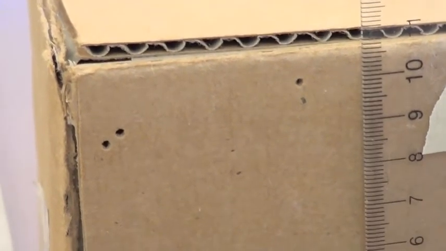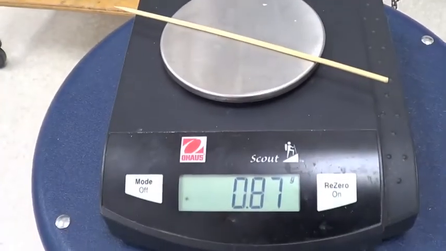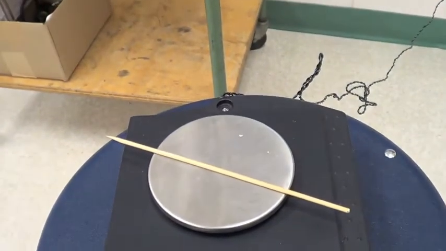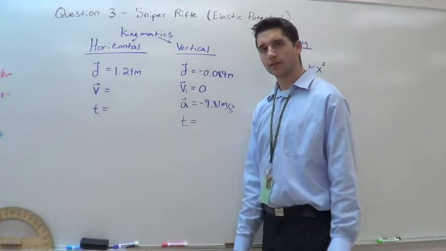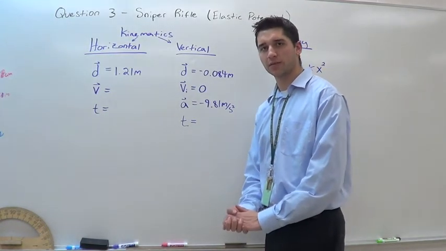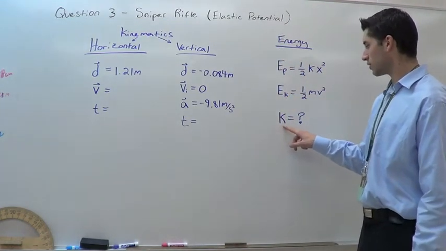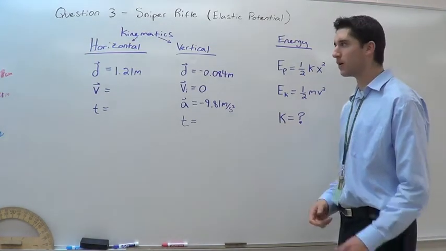And we'll take a precise measurement of the height. And the mass of the projectile reads 0.87 grams. Alright, so now we have to answer some questions about this, like what is the constant for our elastic here? What is the spring constant k?